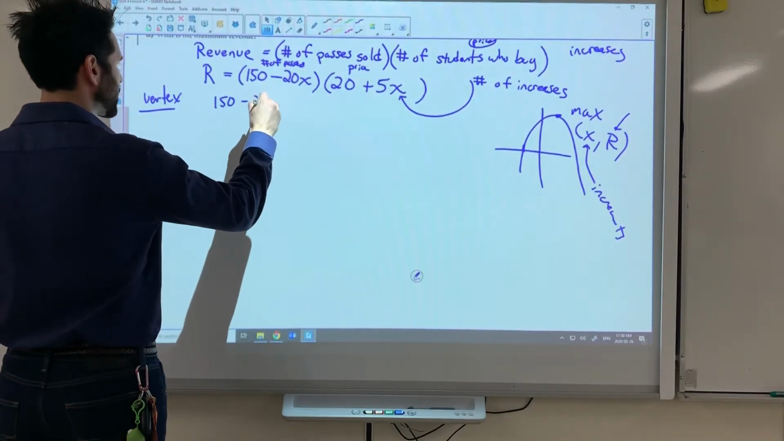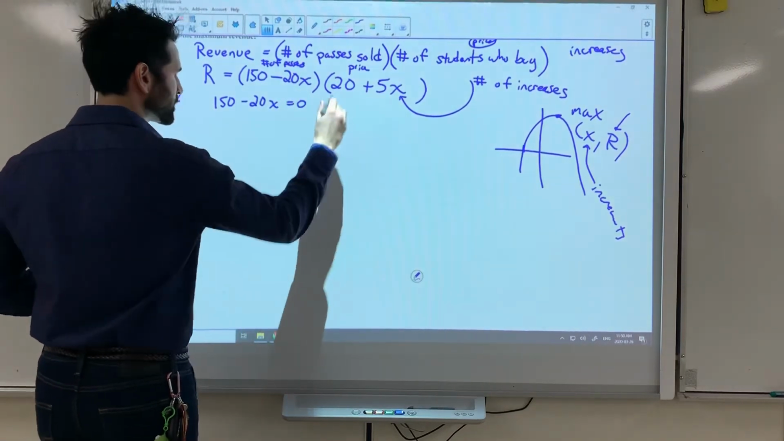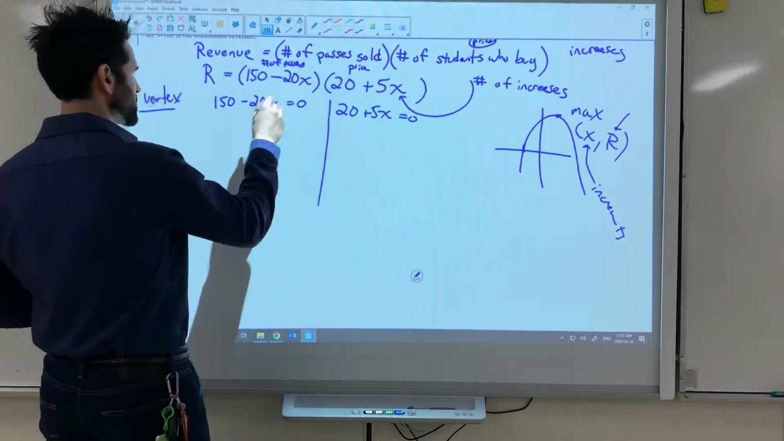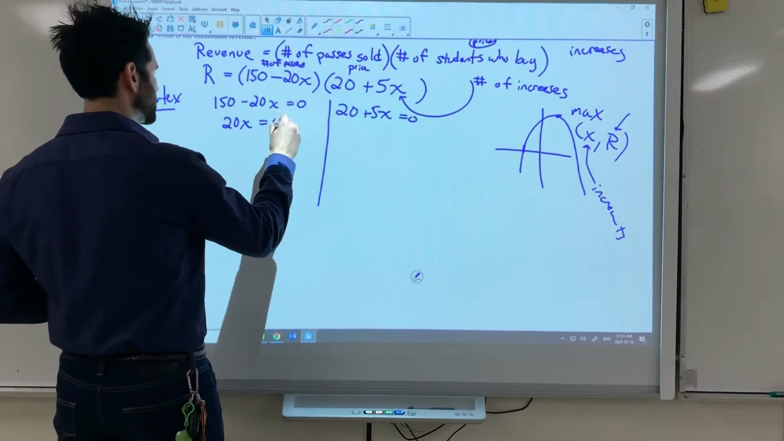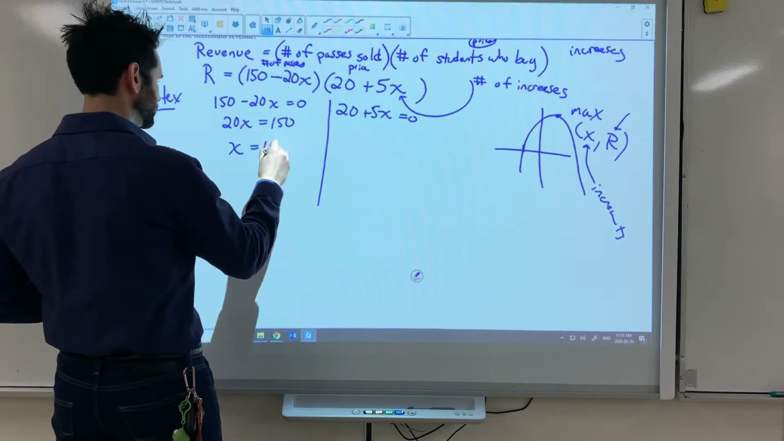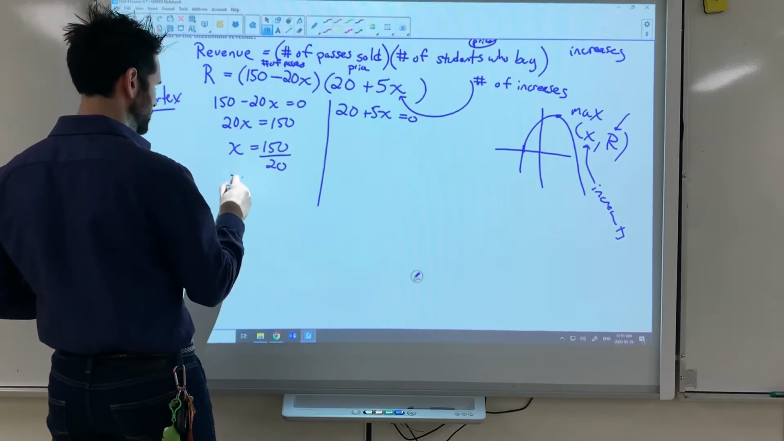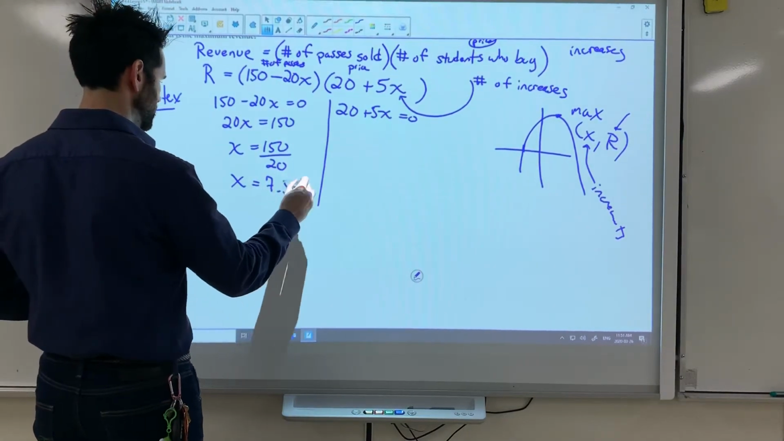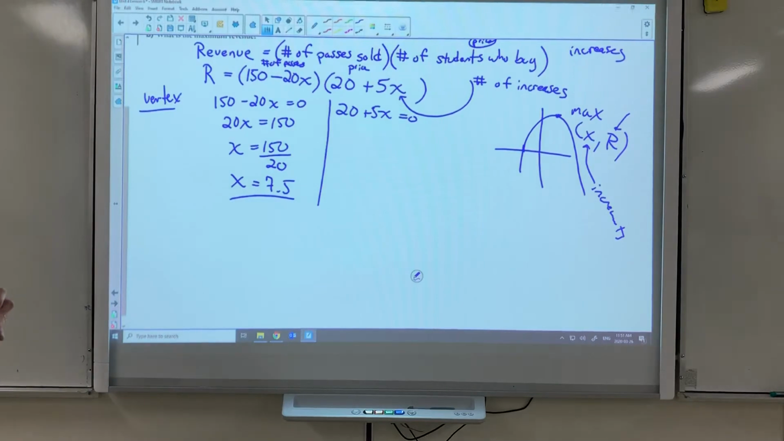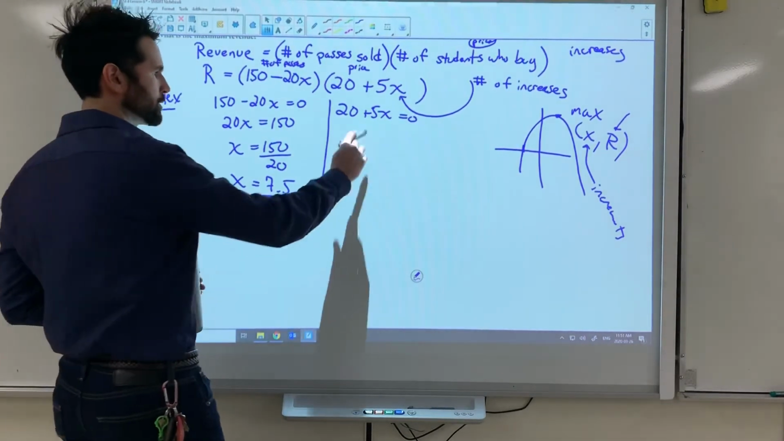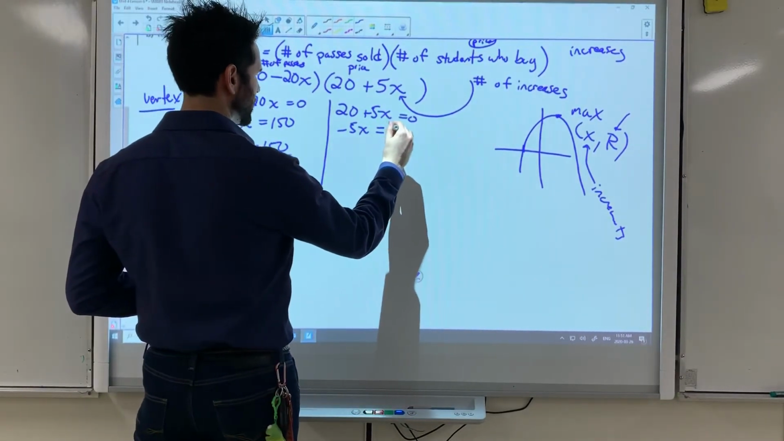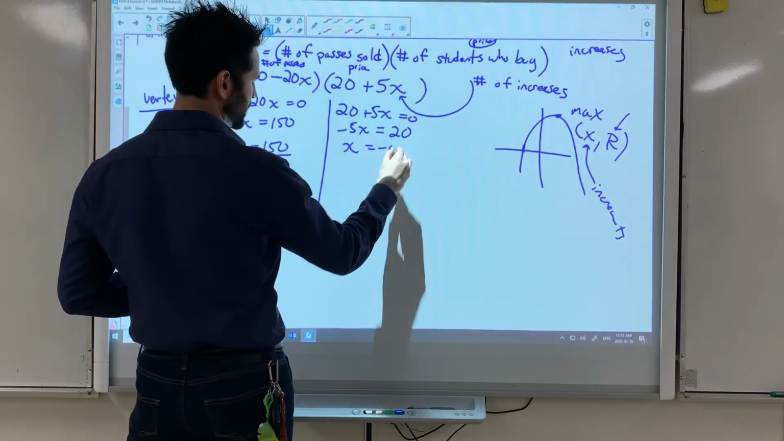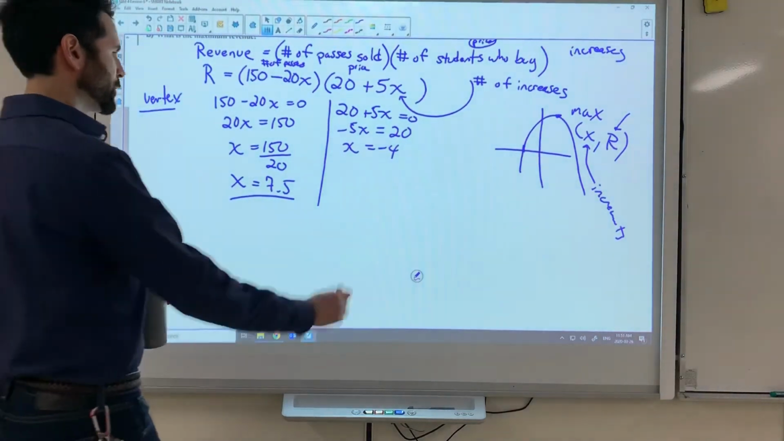So we'll take the first bracket. We'll set it equal to 0. We'll take the second bracket. We'll set it equal to 0. This bracket, we're going to get 20x equals 150. So there it is. What is that, 7.5? Okay, 150 divided by 20, I think is 7.5. Over here, we're going to get negative 5x equals 20, so I just move that over there. And then I'm going to divide both sides by negative 5, so I'm going to get negative 4. Now, those are my x-intercepts.